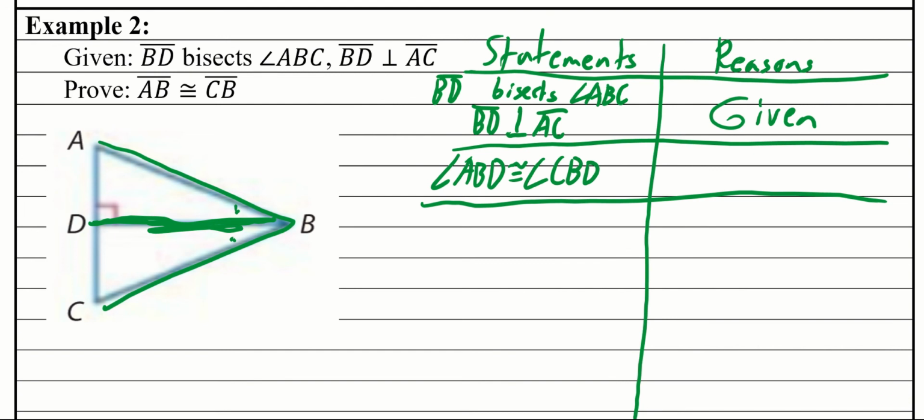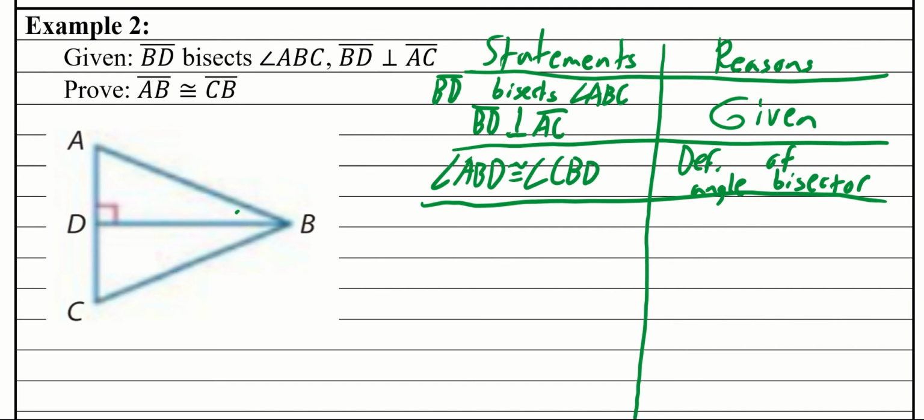Okay, so I have this here, ABD and CBD, and how did we know that? Remember, that came from the fact that it was a bisector. So since it was bisecting an angle, I'm going to say definition of angle bisector. Okay, so that's always our first step. I'm looking at what I know from the given. So we have those two angles are congruent, and I can go ahead and mark those as well. Put one arc on each of them.